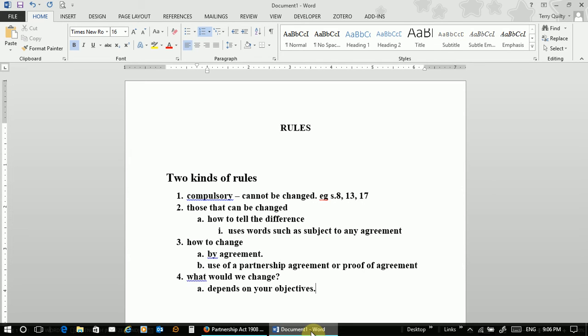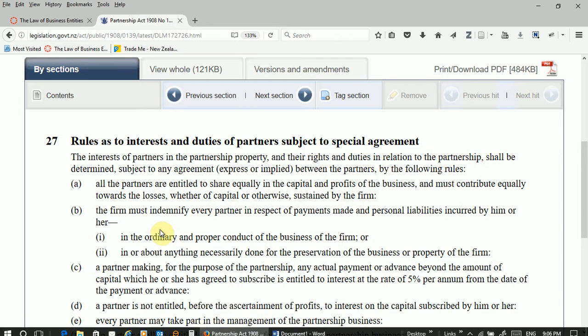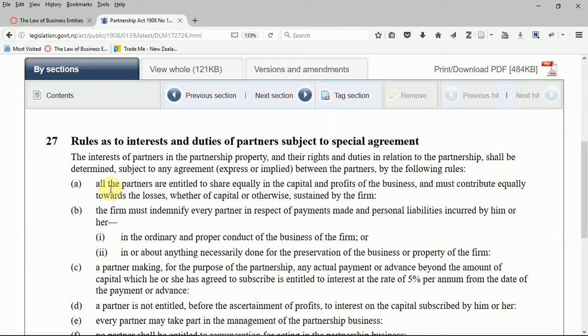So what do we want? How will our business work? And therefore, what changes do we need to make to these rules? So if we go back to the Partnership Act and just look at some of these in turn, all partners entitled to share equally in capital and profits of the business and contribute towards losses. A lot of people change this because the contributions of each person may be substantially different.